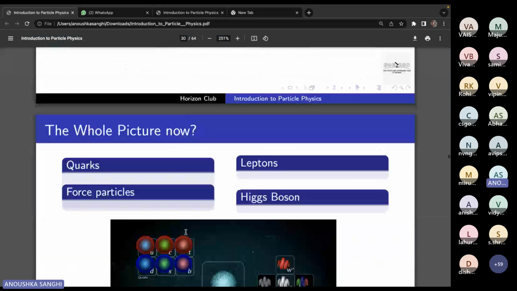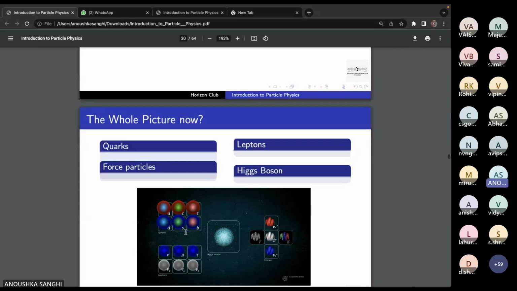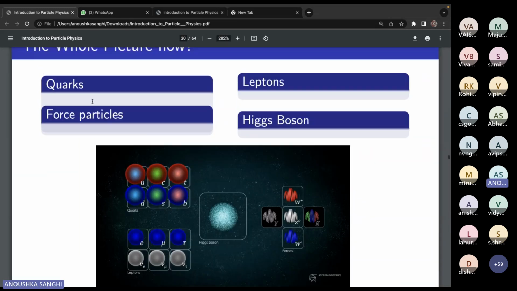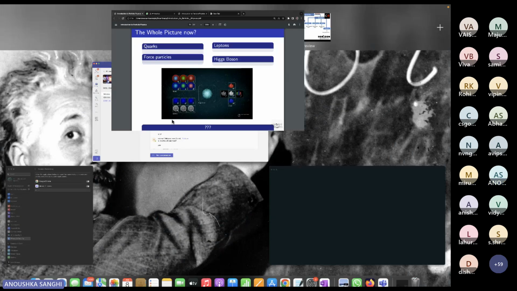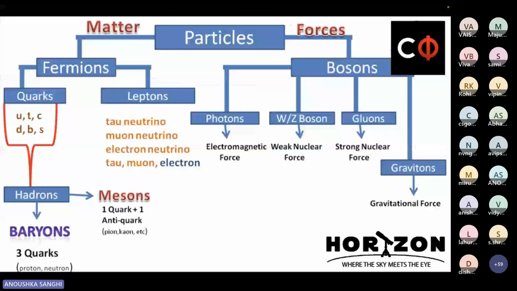So now here comes the whole picture of all, where in the standard model we have included the force particles, leptons, and Higgs bosons. Wait, let me show. Yeah. I think this is the perfect slide, I'll be sharing this with you. For forces, we have bosons: photons, gluons, and okay, gravitons I have included, but again, there's a question mark here with the gravitons. Just keep that in mind.